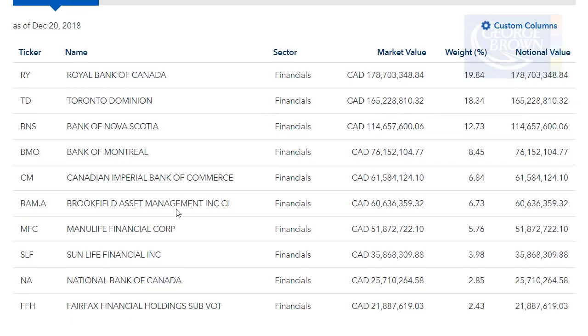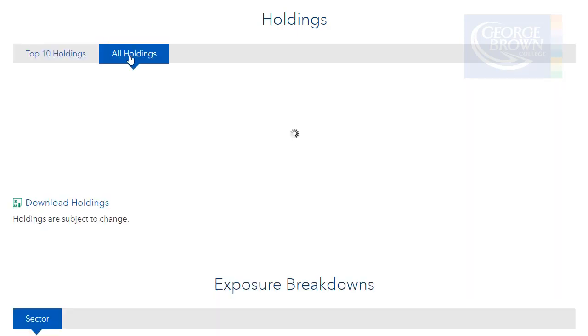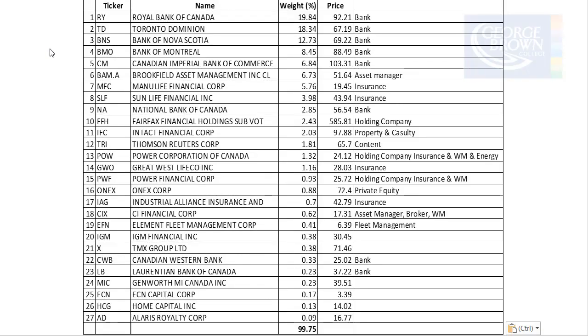We can see that we have the top 10 holdings, which is going to be the same as from the website. But not only that, we can click on all holdings. And importantly here, we can download the holdings. And sometimes that gives us a little bit more insight to the companies that are making up the sector. So I downloaded those holdings and I put it into Excel. So you can see here's the 27 companies that are included in the financial sector on the Toronto Stock Exchange.